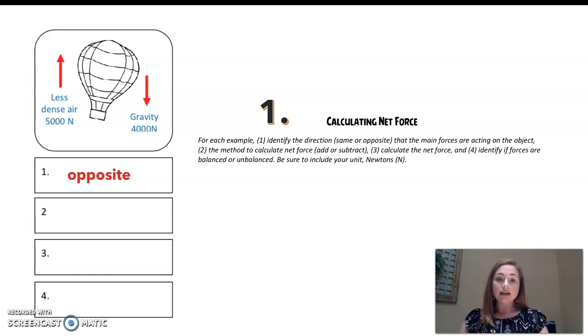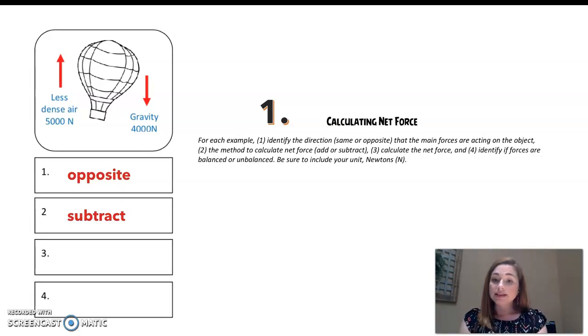Okay, the second one is we need to figure out the net force. Net force is the total force that's acting on the object. Would we add those numbers together or subtract them? When they're moving in opposite directions, we're always going to subtract. So we're just going to write subtract in the second box.